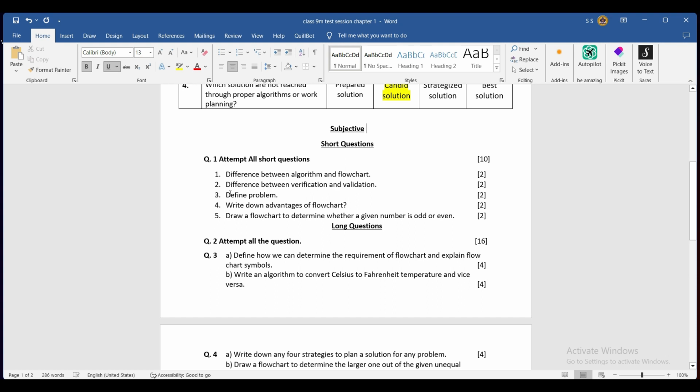Question number 2, difference between verification and validation. We have already talked about verification and validation, but let me clear this again. Validation means to test if the solution is according to the given problem, that whatever problem we have decided, is this solution according to that problem? And verification means whether the solution is giving the required result or not.